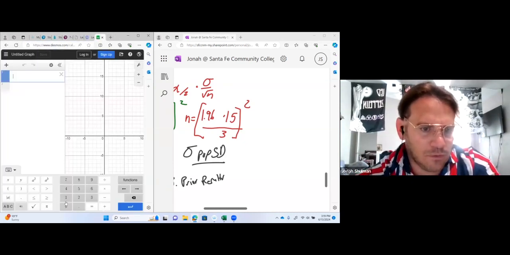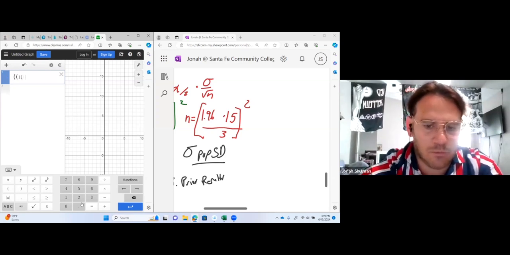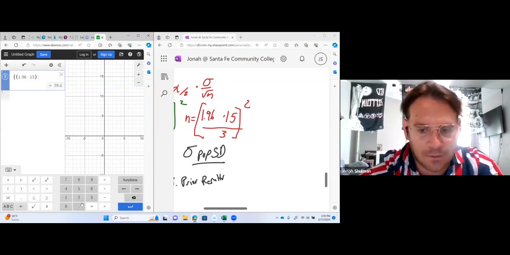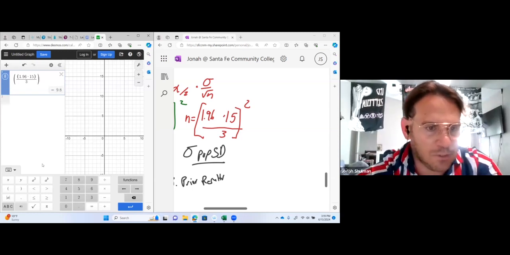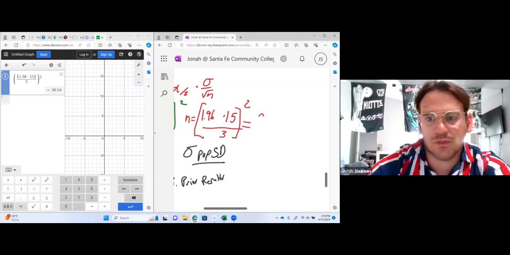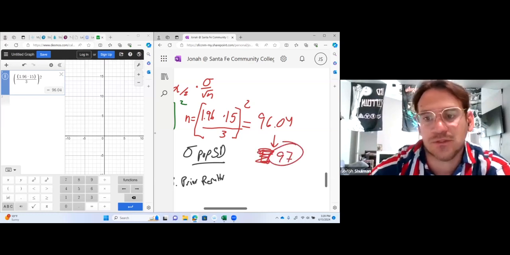So double parentheses, 1.96 times 15 divided by 3, and I'm going to square it. 96.04 people. But guess what? Even though I have 0.04 per person, we always round up. 97 should be the answer. Let's see what they got. Yes.